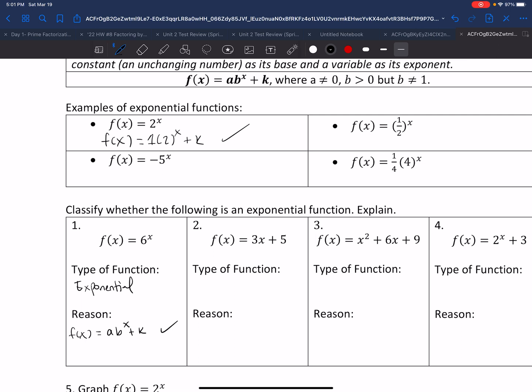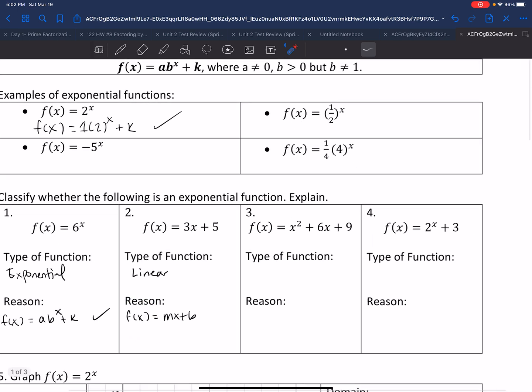This right here, number 2, this says f of x is equal to 3x plus 5. Well, we've been dealing with this since the beginning of the semester, and automatically that should tell you that's y equals mx plus b, right? So this is what we call a linear function. So this is a linear, and it's not exponential, because it's in the form f of x is equal to mx plus b, right? Remember, f of x is another way of saying y. F of x deals with functions, y deals with equations.